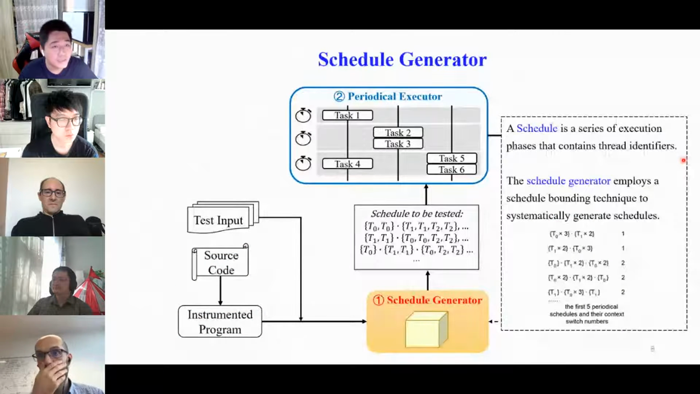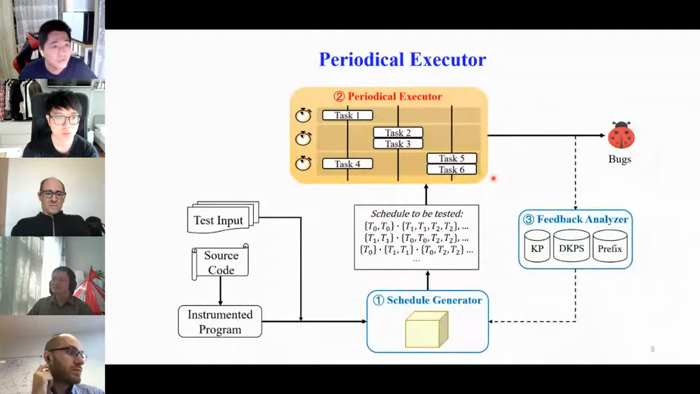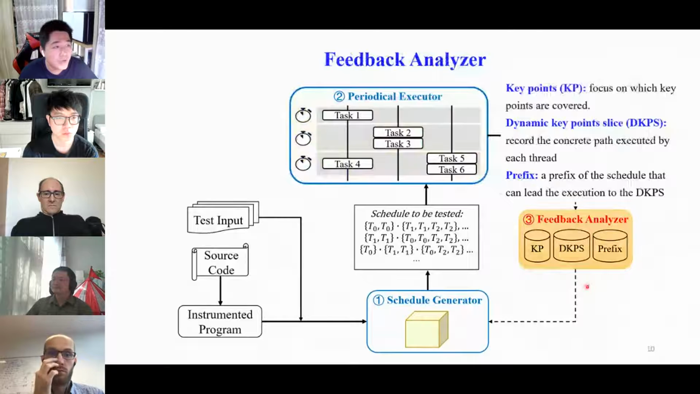A schedule is a series of execution phases that contain thread identifiers. The schedule generator employs a schedule bounding technique to systematically generate schedules that are likely to induce bugs. The periodical executor uses a series of periods to host the execution. It enforces the generated schedule in the execution. The feedback analyzer makes use of runtime information such as key points, dynamic key point lines, and a schedule prefix to guide the schedule generator to effectively generate legal schedules.